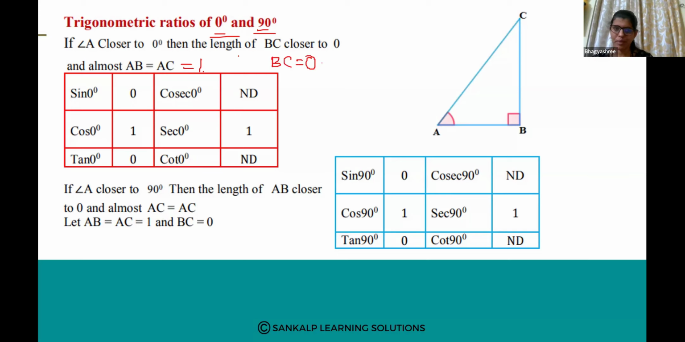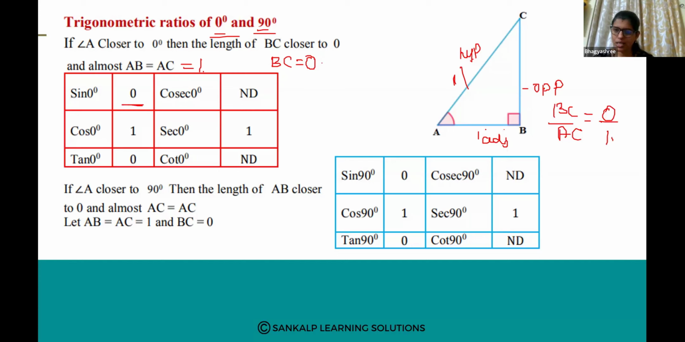BC is equal to 0, AB is equal to AC is equal to 1. Let's take BC as 0, because it is like this. So the angle here becomes 0 degrees, right? Sin 0 degrees: sine is opposite divided by hypotenuse, with opposite side, hypotenuse and adjacent side. BC divided by AC, BC is equal to 0, AC is equal to 1. That means 0 divided by 1 is 0.